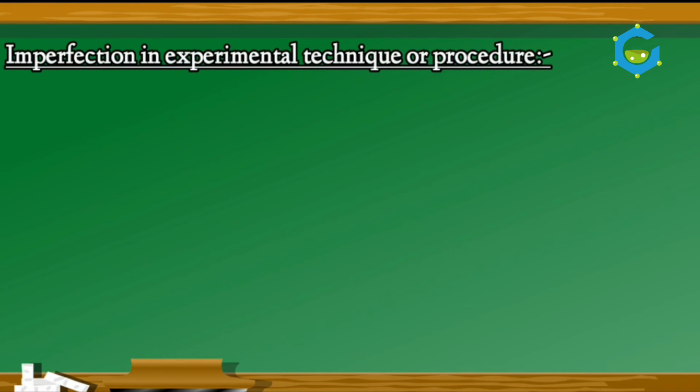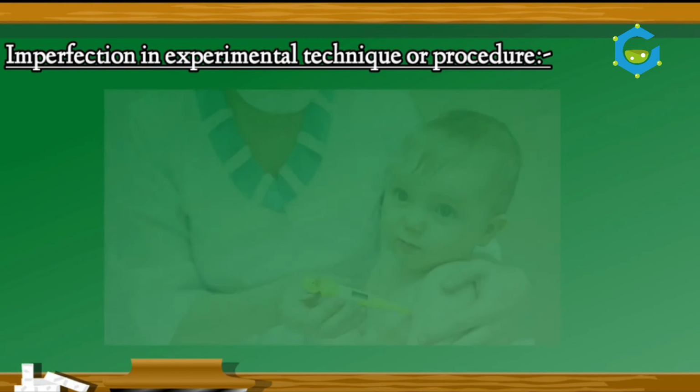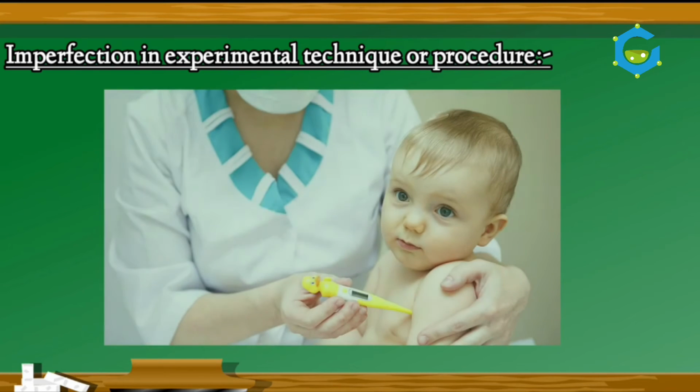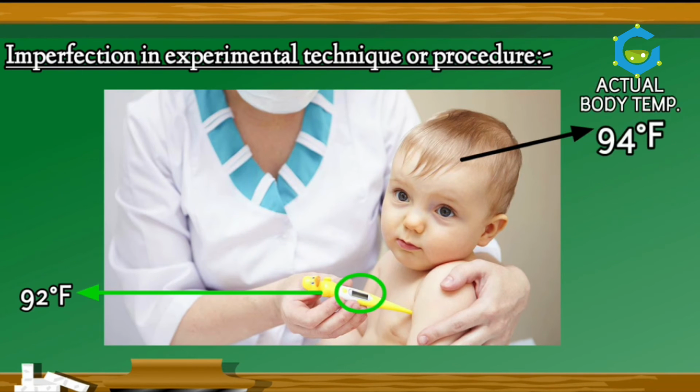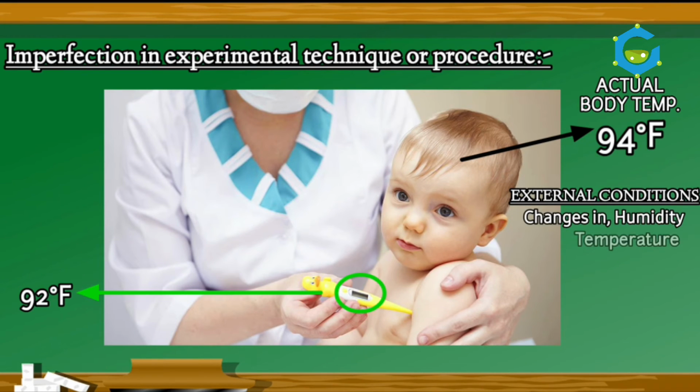Imperfection in experimental technique or procedure. To determine the temperature of a human body, a thermometer placed under the armpit will always give a temperature lower than the actual value of the body temperature. Other external conditions such as changes in humidity, temperature, wind velocity, etc., during the experiment may systematically affect the measurement.